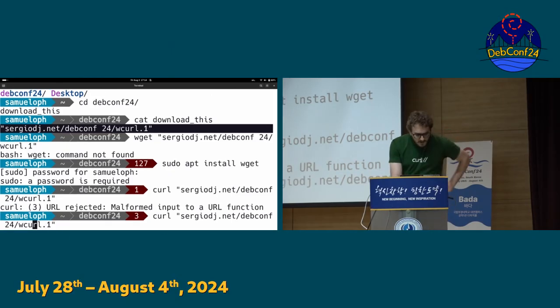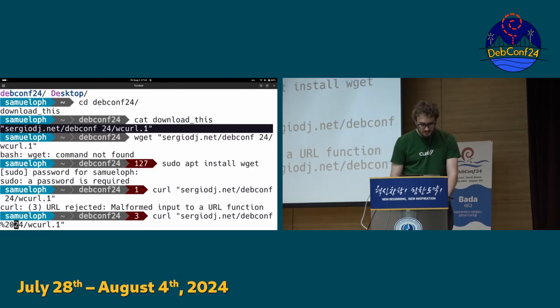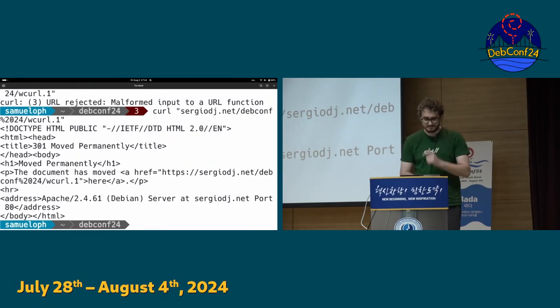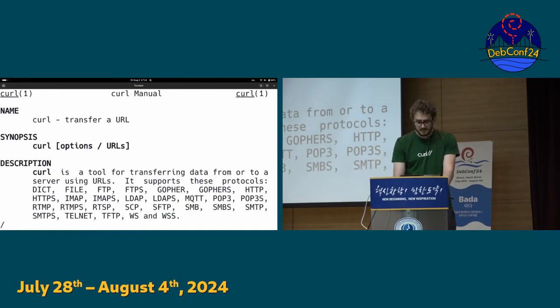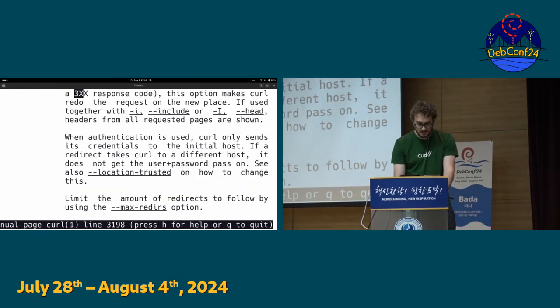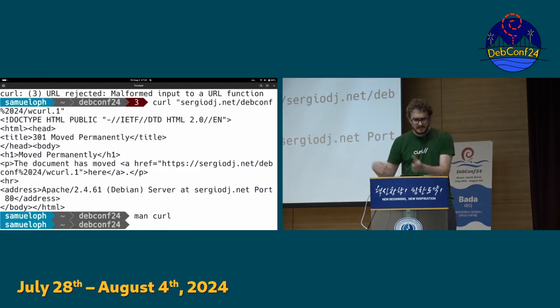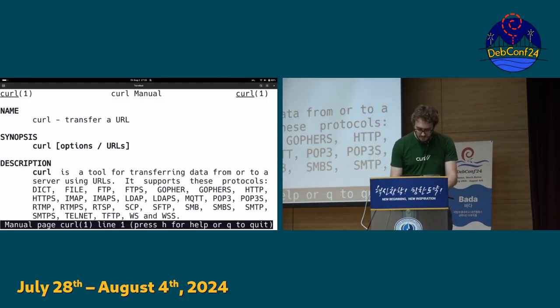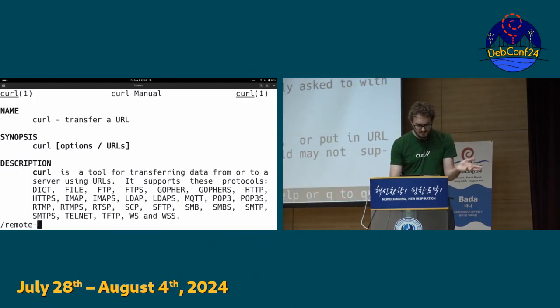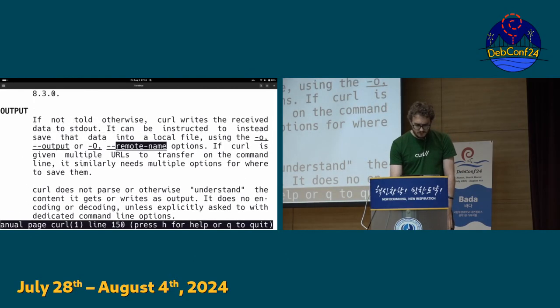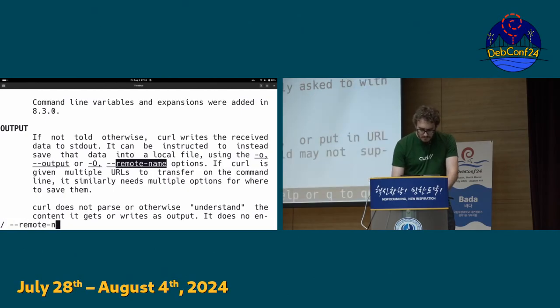Malformed URL. I have a white space in it, so I need to decode it, and now it should work. The URL is redirecting somewhere else, so I need some parameters for that. Let's check the man page. That should be location, so dash capital L, location. But also, it's not saving as a file, so I need something to find out what the file name is. So maybe it's something like remote name, dash O.